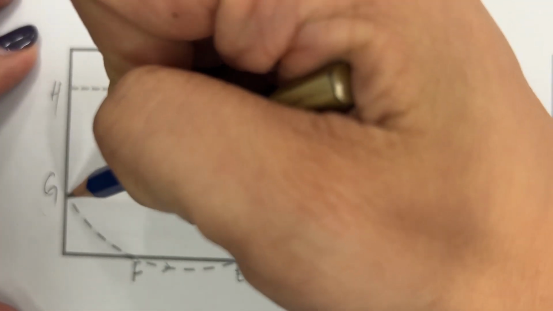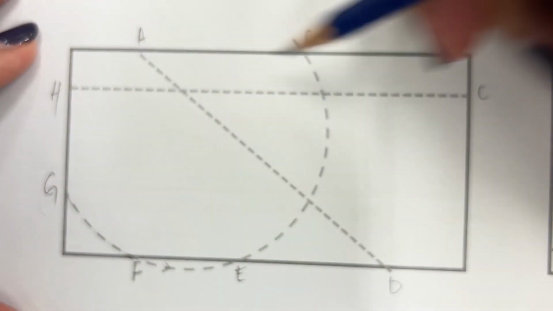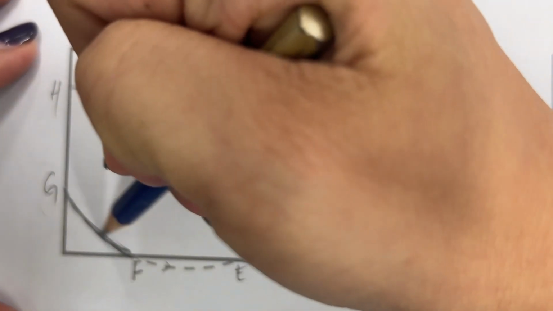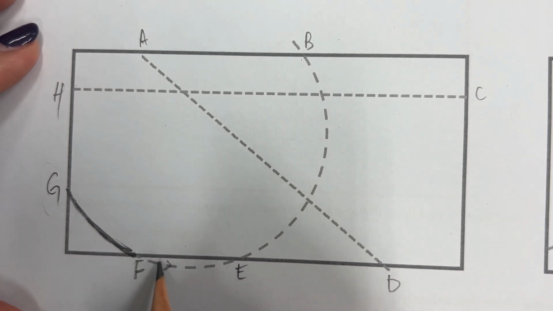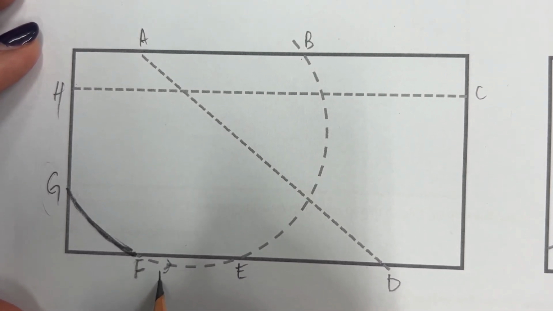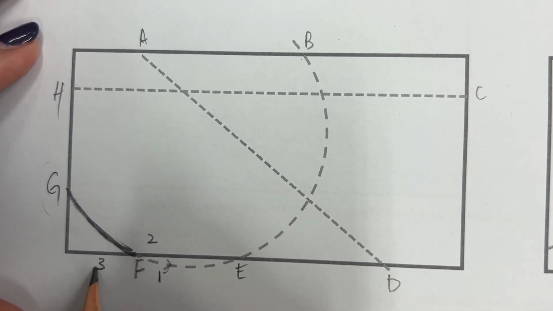So in this case I choose point G. Next to point G is this dotted line, so I will start off with this dotted line first. When I reach point F, you will see that actually I have this dotted line here, which I call path 1, path 2 and path 3.